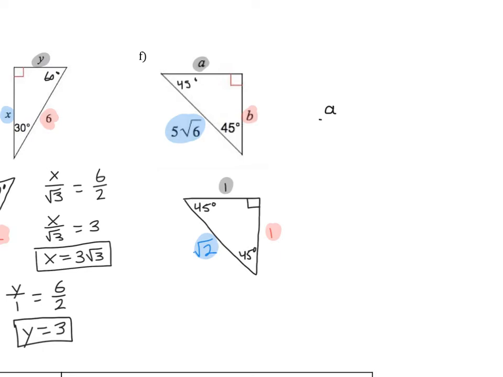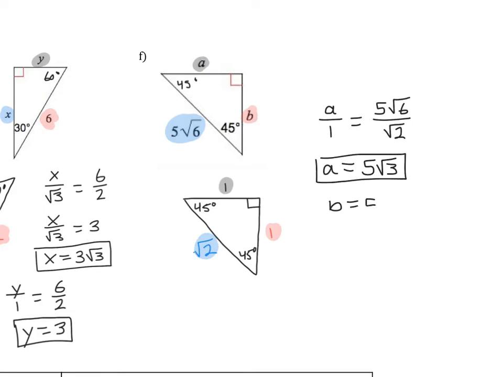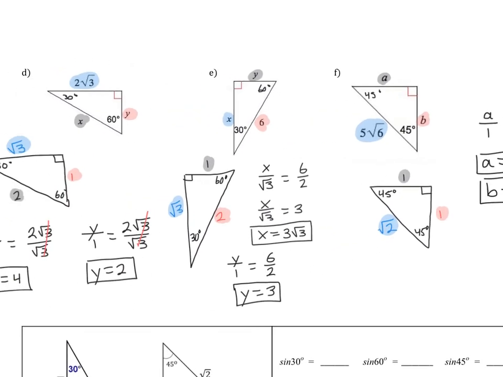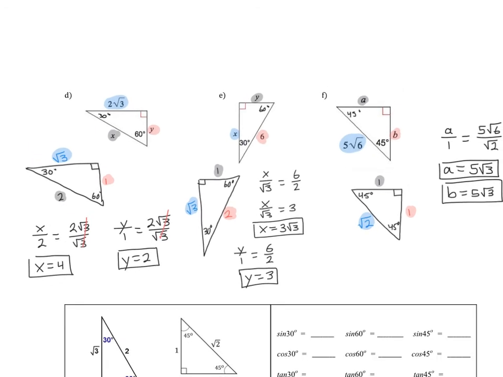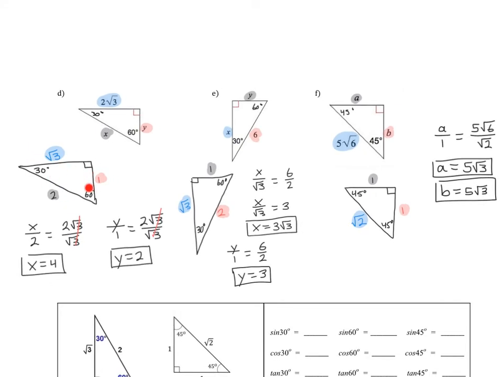So let's set up our ratio for A. So A over 1 equals 5 root 6 over root 2. So A equals, remember when you're dividing two radicals, as long as they're both square roots, we can divide within. The 5 still stays on the outside, so this actually becomes 5 root 3. And if A is 5 root 3, we know that B is also 5 root 3. And there you have it. So again, we can always solve for missing parts of a special right triangle by drawing our own and then using similar triangle proportions.